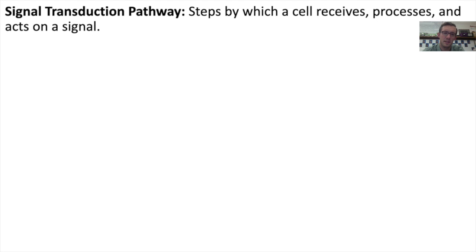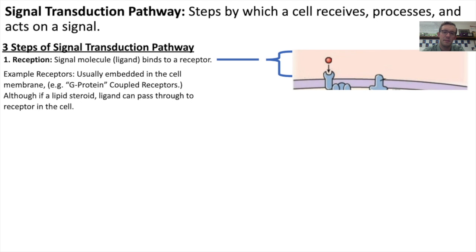So you guys have learned that cells have the ability to send and receive signals to each other. And there's a couple of types of signals that cells can send, but regardless of type, the method by which a cell receives a signal and acts on it more or less follows the same three steps.